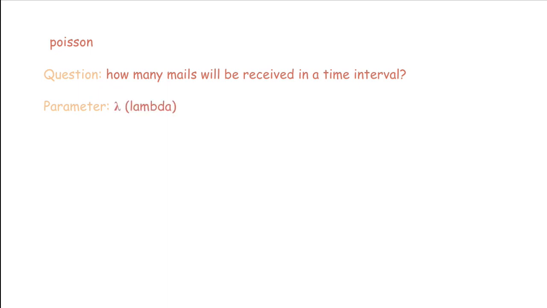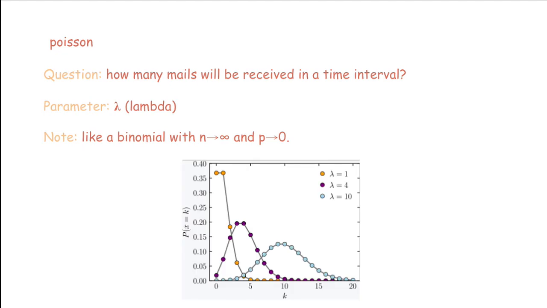It has one parameter, lambda, which is the expected value of emails. You might say that this is just a binomial with high n and low p, and you are right. Without getting too much into the mathematical rigor, when n goes to infinity and p goes to 0, a binomial becomes equivalent to the Poisson. Here, in this image from Wikipedia, you can see how it looks like with several choices for lambda.